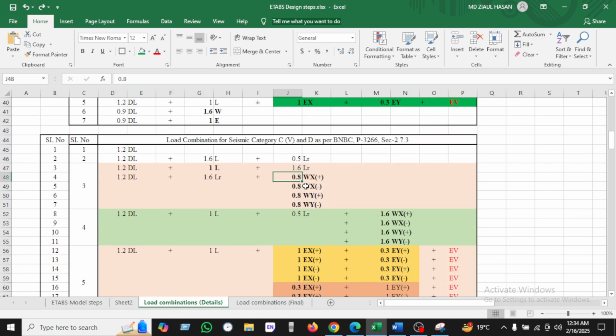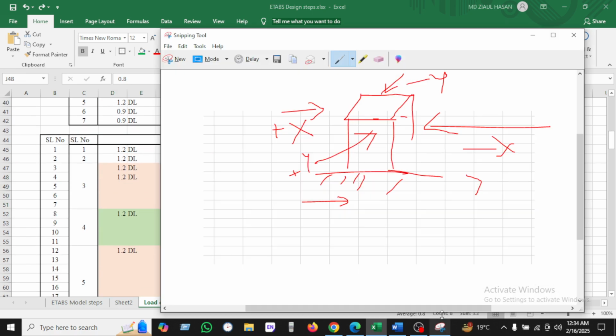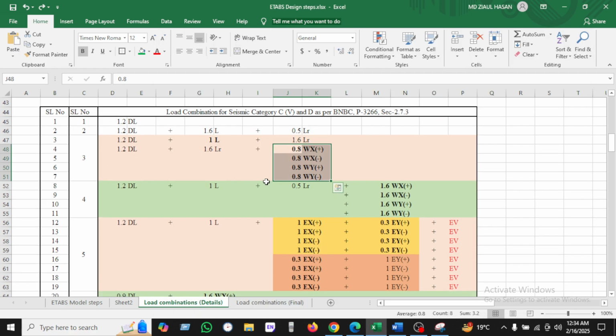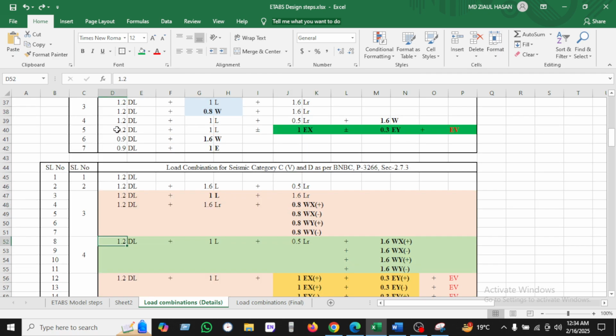So we are dividing wind load in three directions as per our requirement, as per our location, as per our direction. Okay, so number 4 we've been seeing here. Number 4, these are also wind load.